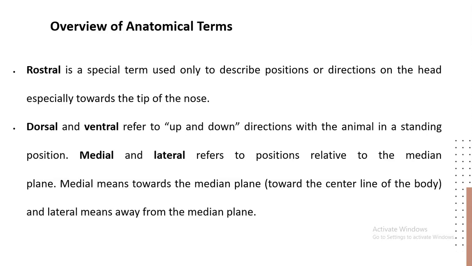So when an animal stands, the top is the dorsal, while the bottom is the ventral. That is the up and down. Medial and lateral refer to position relative to the median plane. Medial means towards the median plane, that is toward the center of the animal's body, while lateral means away from the median plane.